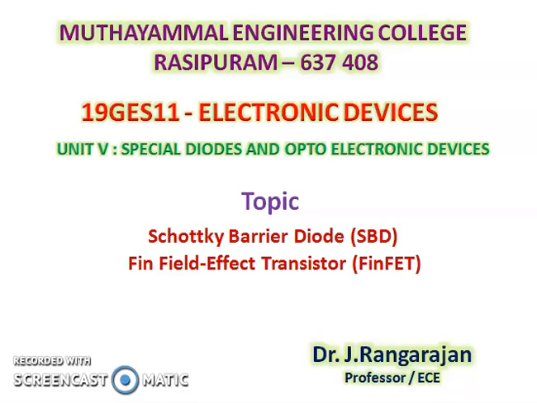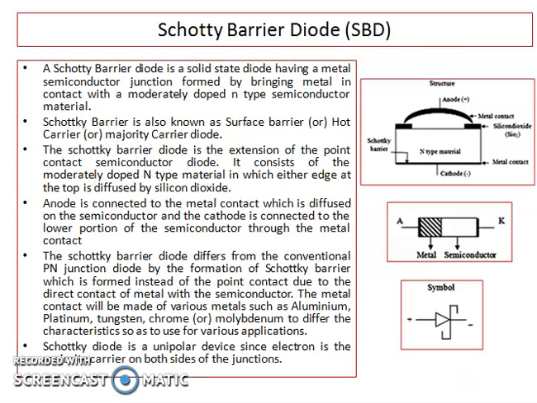In this video, we are going to see a special type of diode called the Schottky barrier diode, and a special type of transistor called the field effect transistor, that is FET. The Schottky barrier diode is a solid state diode having a metal semiconductor junction formed by bringing metal in contact with a moderately doped N-type semiconductor material.